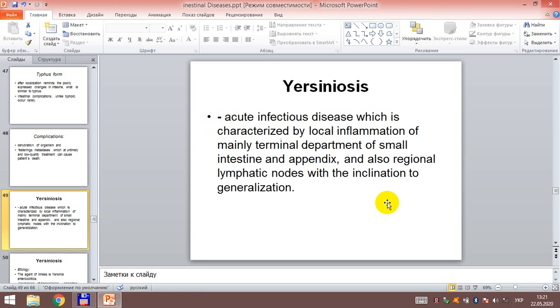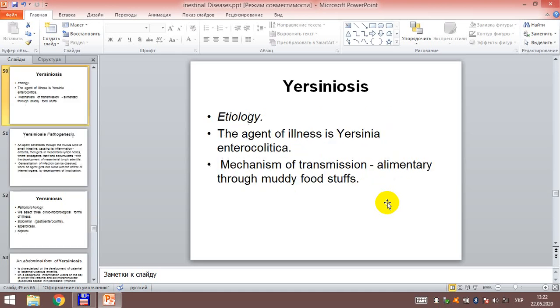Yersiniosis. This is an acute infectious disease which is characterized by local inflammation of mainly the terminal department of the small intestine and appendix, and also regional lymphatic nodules, with the inclination to generalization. Etiology of yersiniosis. The agent of the illness is Yersinia enterocolitica. The mechanism of transmission is alimentary, through mainly foodstuffs.